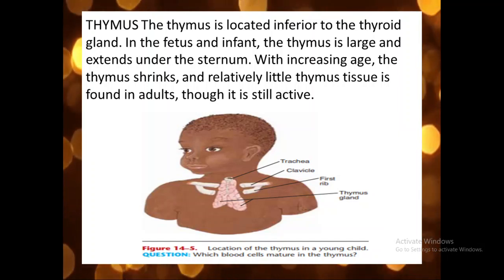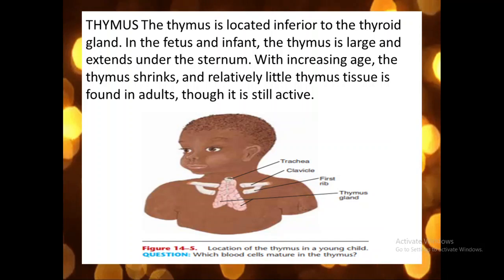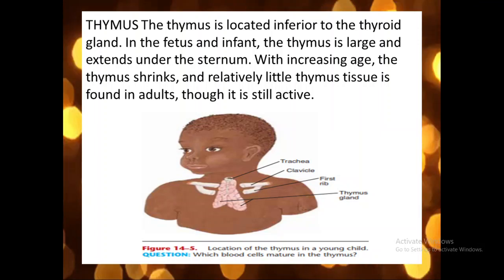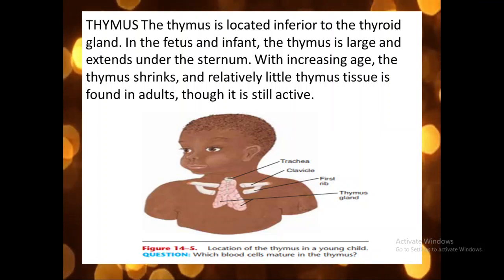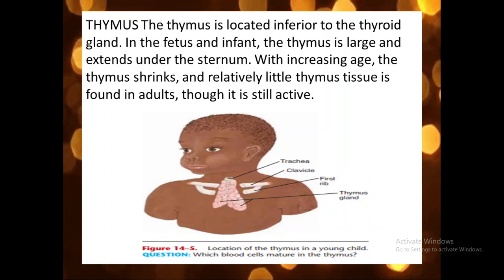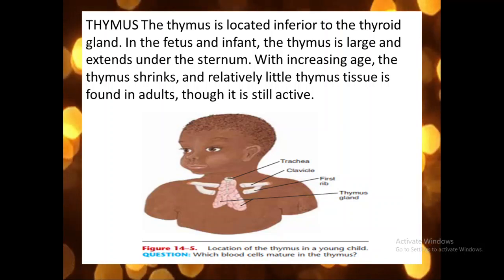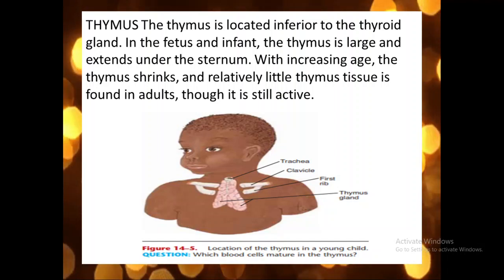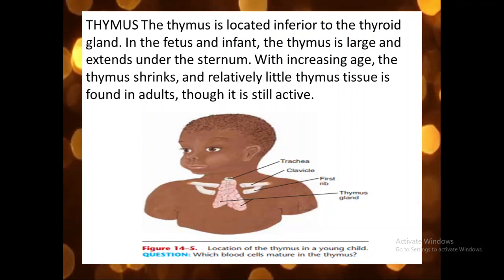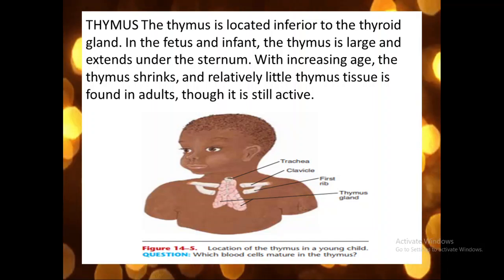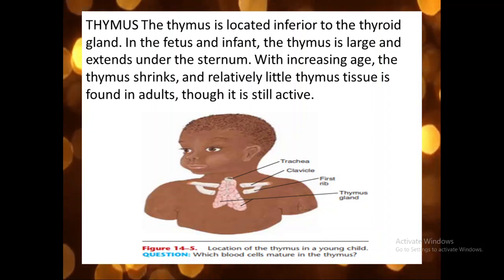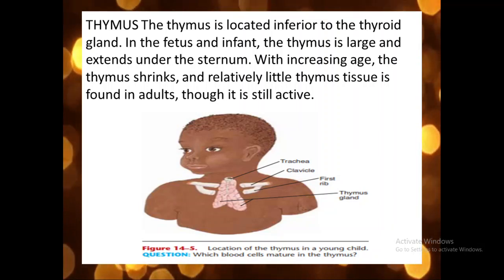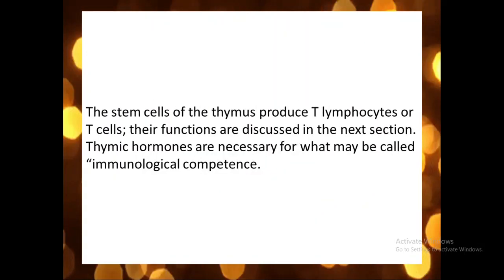Although the size of the thymus is fairly constant throughout much of life, by 40 years of age, much of the thymus has been replaced with adipose tissue. So with increasing age, the thymus shrinks and relatively little thymus tissue is found in adults, though it is still active. That's how our thymus is.